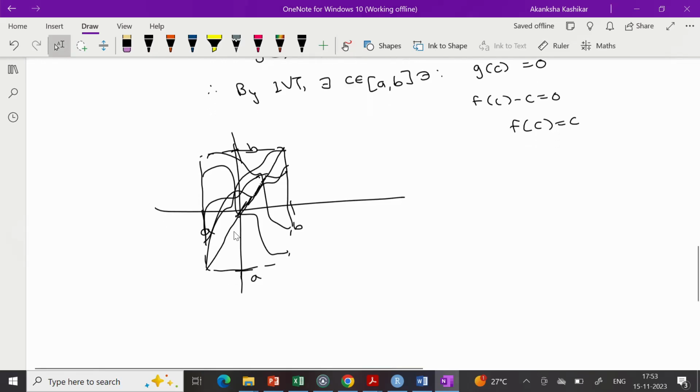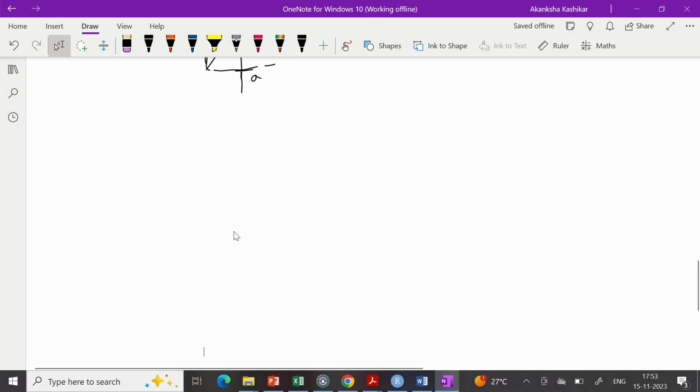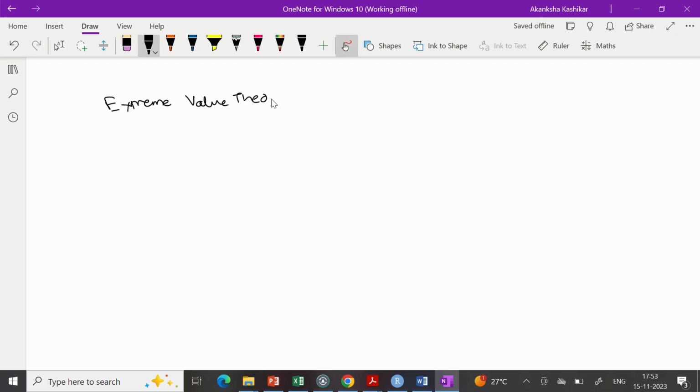There are two more implications of these results which we are going to need every now and then. One of them is called the extreme value theorem. Okay, what is the extreme value theorem? So it says that if I have a function which is defined on a closed and bounded interval, and if the function is continuous, then the function must be bounded. Okay, and it further says that the bounds will be attained.